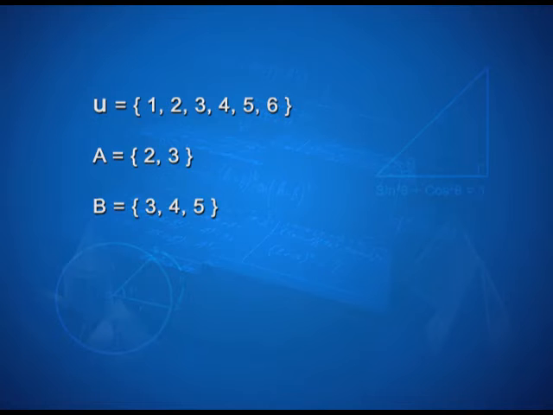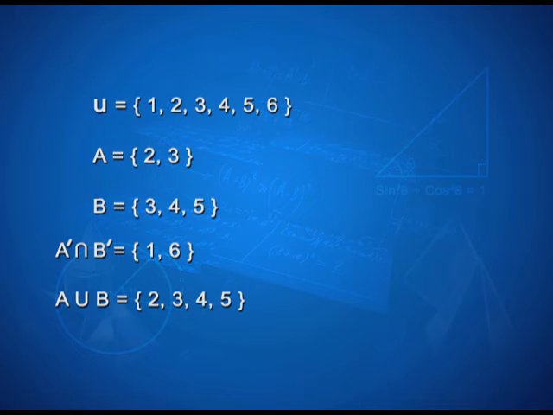So this set will contain the elements 1 and 6. A union B will be the set of elements of set A and set B, taking the common elements only once. Therefore, A union B will contain the elements 2, 3, 4 and 5.